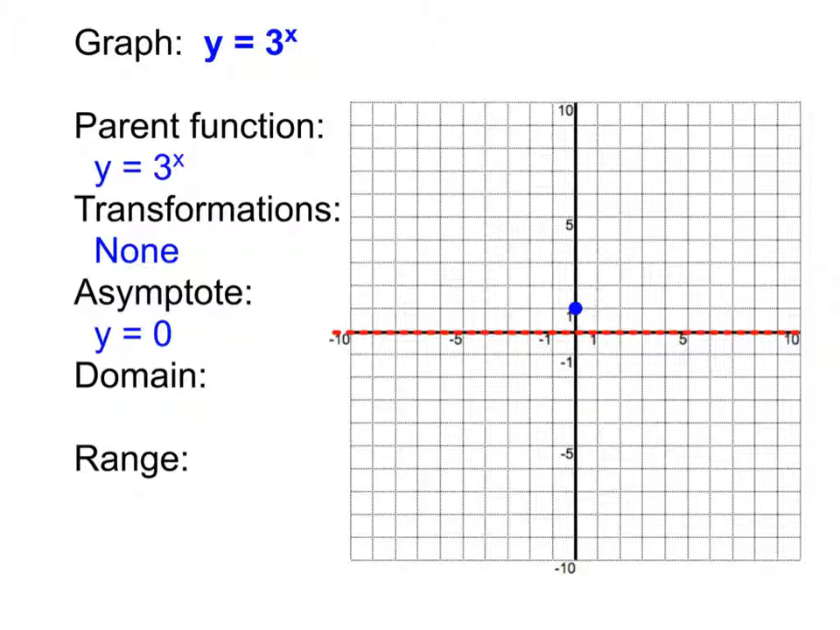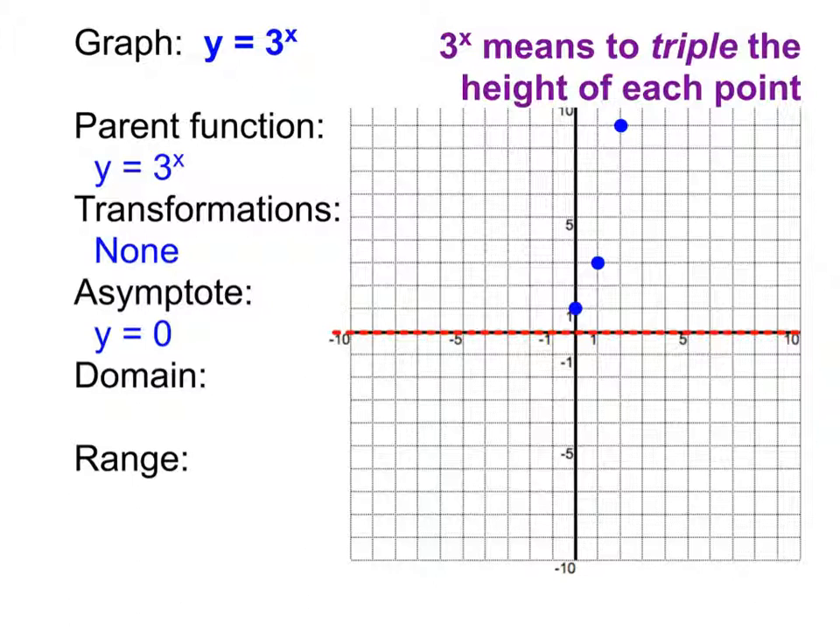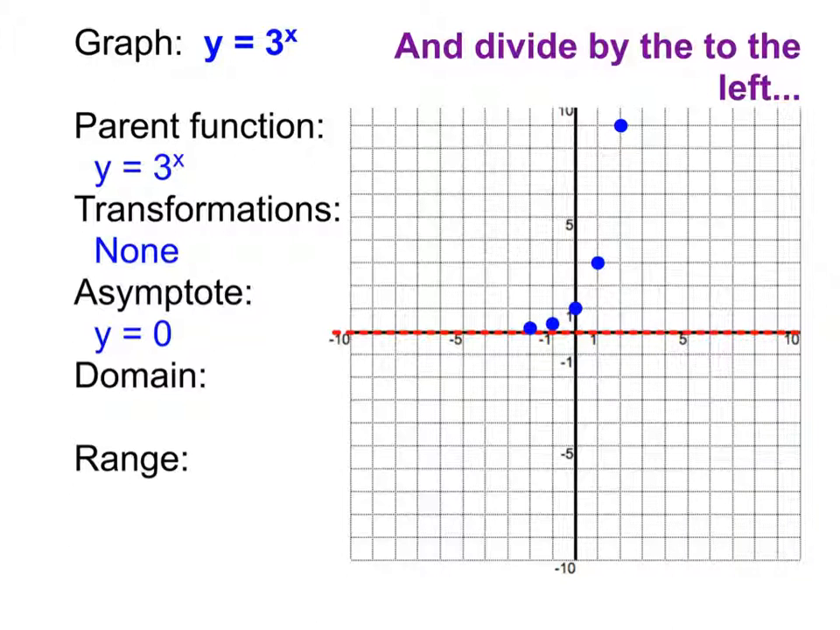Now, once I've done that, the question is, where do I go from there? Well, when it was 2 to the x, and I was headed to the right over here, I doubled my height. What do you suppose we're going to do here? We're going to triple our height. What do you suppose we're going to do as we head to the left? Well, before we cut them in half, that is, we divided them by 2, so now we divide by 3. Yes, that's a typo up there. That's supposed to be a 3 there. Divide by 3 as we go to the left.